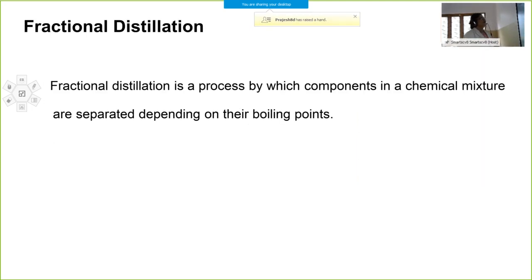Now we'll move on to what is fractional distillation. Just a definition I have given here. Fractional distillation is a process by which components in a chemical mixture are separated depending on their boiling points.